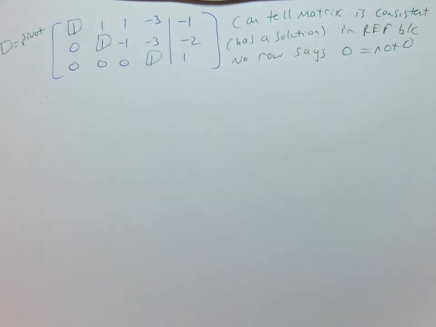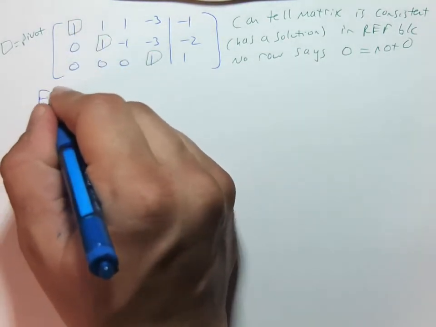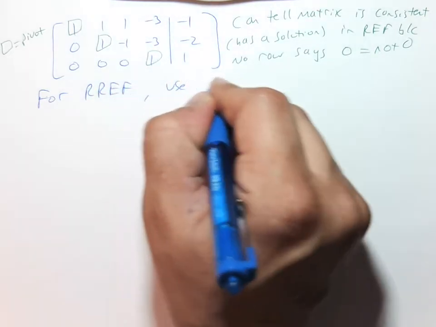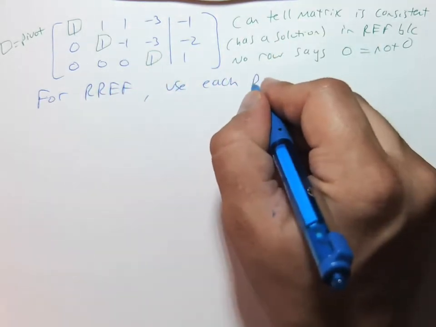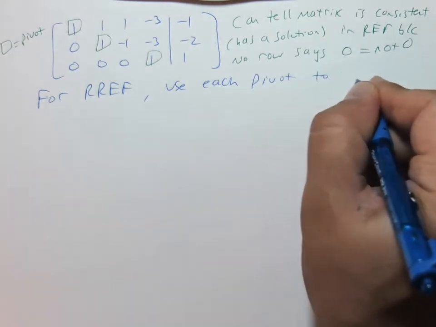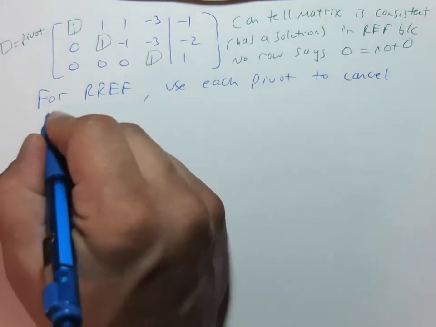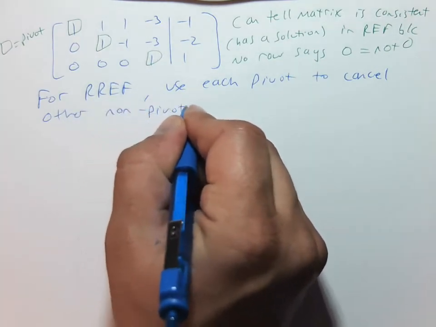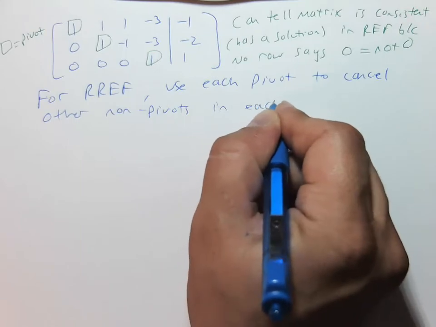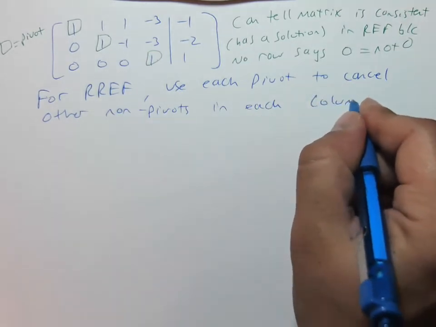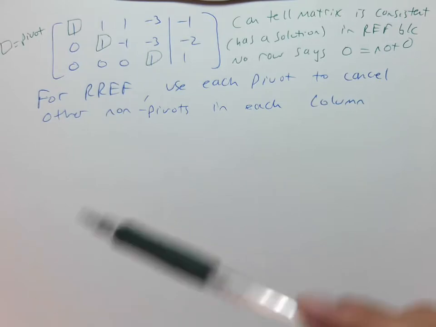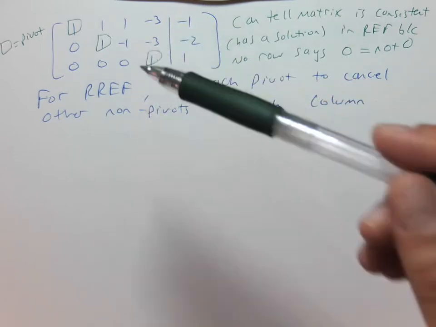So I'm just going to make a quick note about that, just to be clear about what we're trying to do here. So to get to fully reduced echelon form, we use each pivot to cancel the other non-pivots in each column. And it's kind of nice because a couple of them are 1s, but the third one will be our first somewhat more advanced one, right?